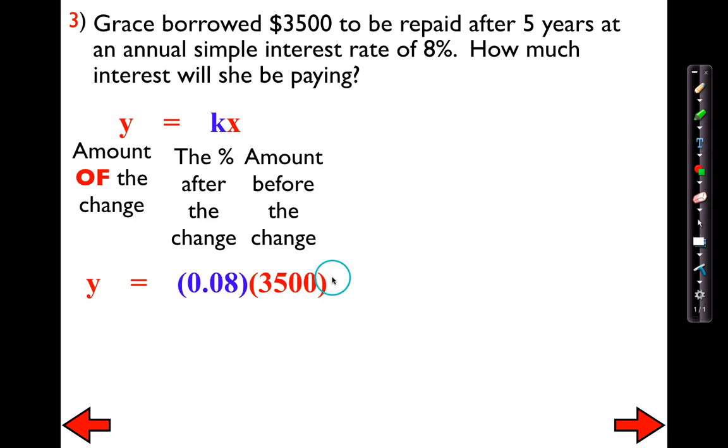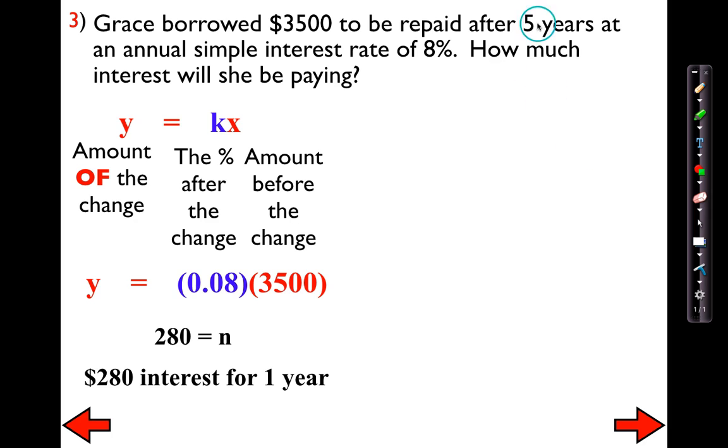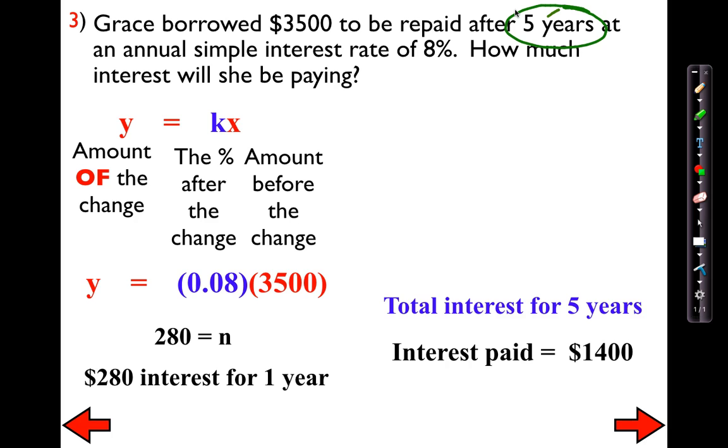So what does that give us? Well, when you multiply these two numbers together, we are going to get $280. What does that mean? Well, that means Grace is going to owe $280 in interest in 1 year. But it does state that she's borrowing this for 5 years. So I need to calculate, well, if in 1 year it's 280, in 5 years it's going to be 5 times that. So that's going to be a total of $1,400. If you're wondering how I got that, I just took 280 and multiplied that by the 5 years.